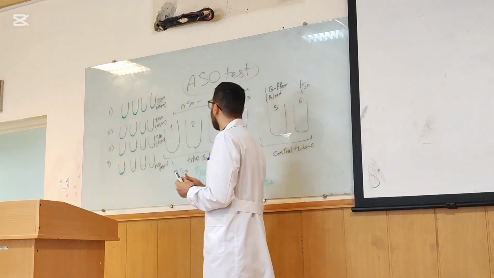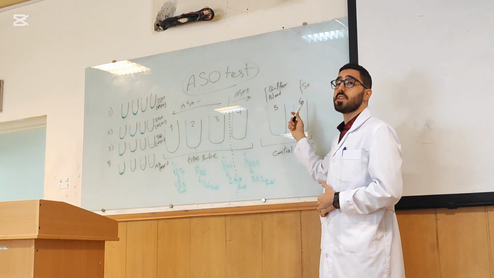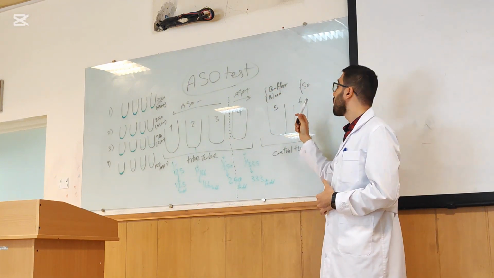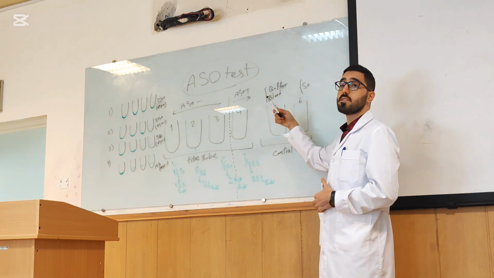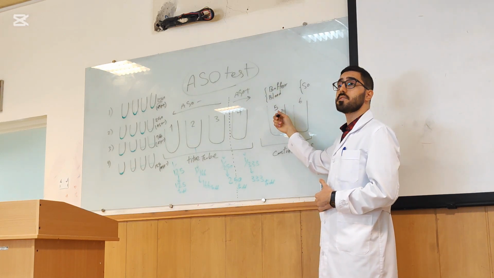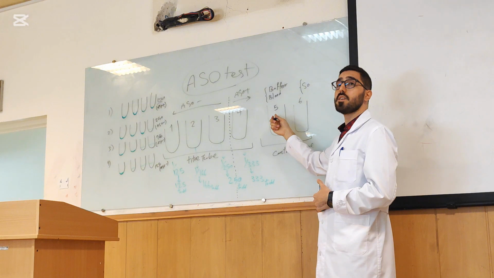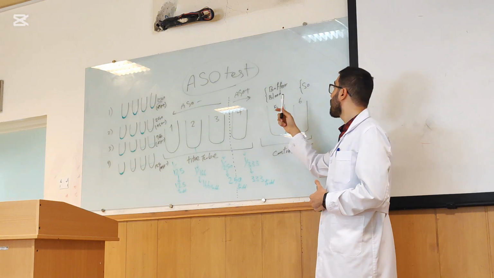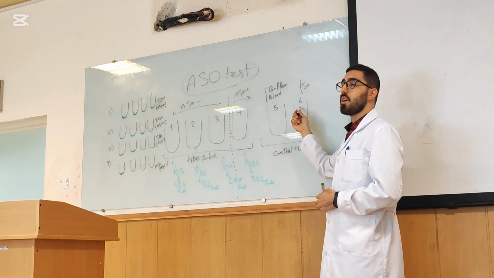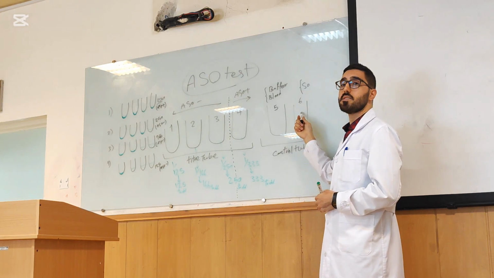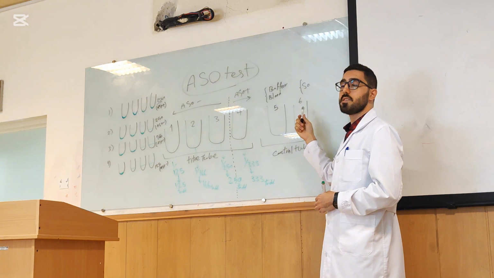Okay, this is your control test. This is your control tube. Tube number 5 is the control for buffer and blood. You must see no lysis in this tube. And tube number 6 is the control for SO, and we must see lysis in this tube.